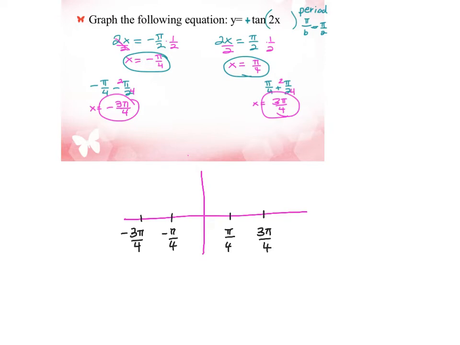With me so far? So those are where my asymptotes go. You can draw them if you want. They are dashed lines. They are not solid lines.